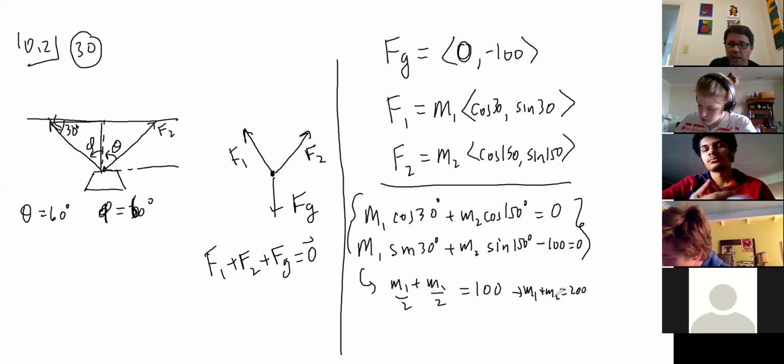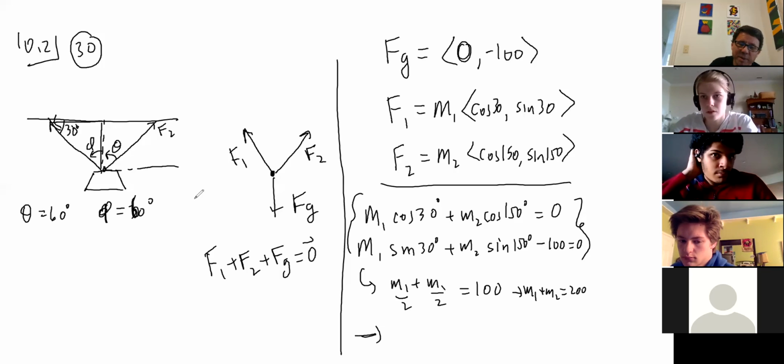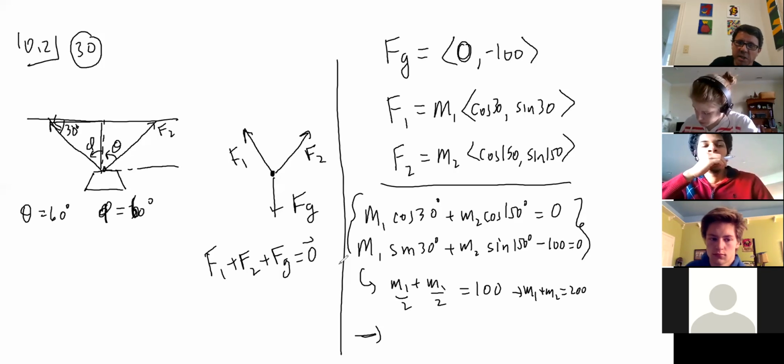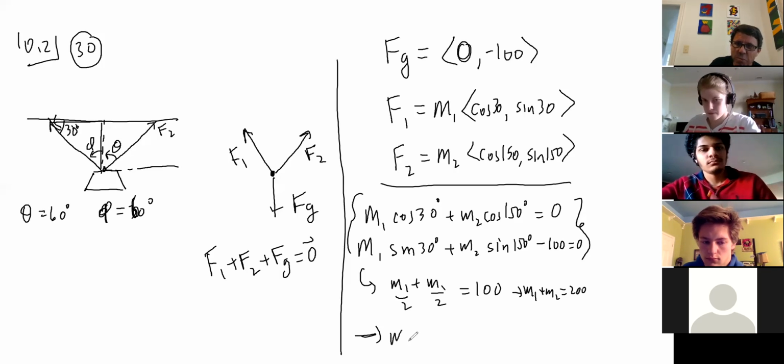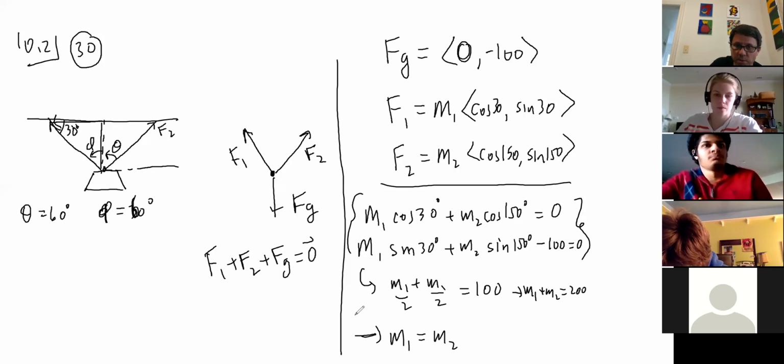If I substitute that into the first one, or really, honestly, just look at the symmetry of this, right? If they're the same angle, then you can see that M1 has to be equal to M2, because they're sharing the load, both 60 degrees off of it. So that's just by symmetry.